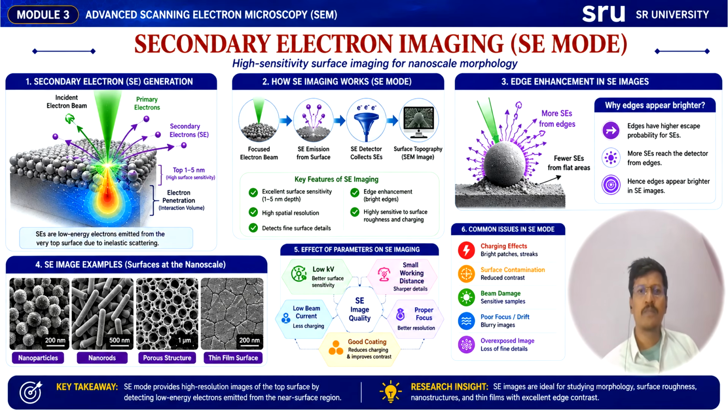Notice the illumination showing edge enhancement. Regions with sharp edges and protrusions appear brighter. This happens because more secondary electrons can escape from these areas and reach the detector.